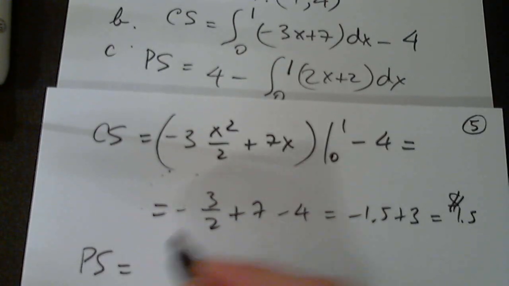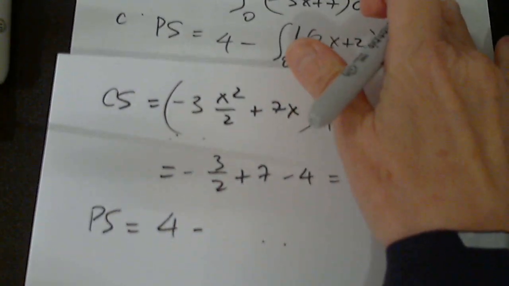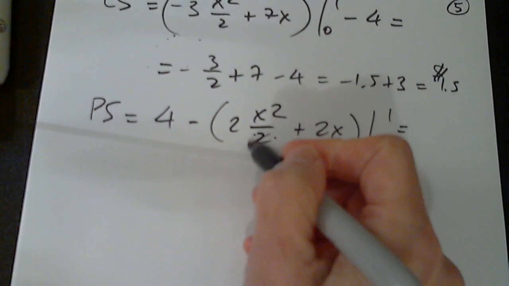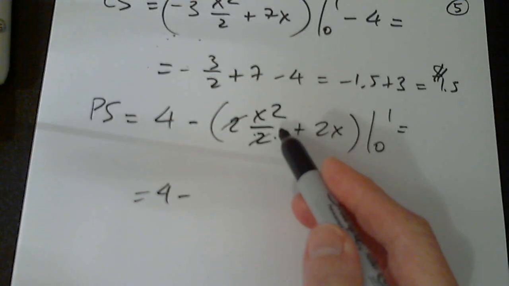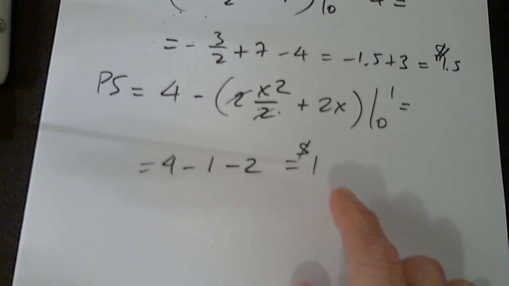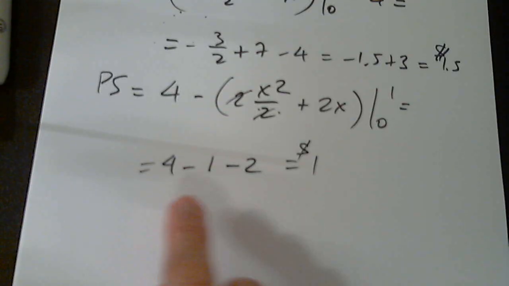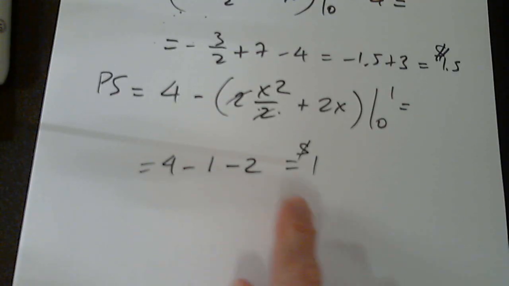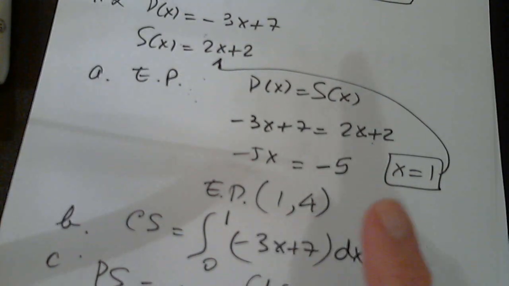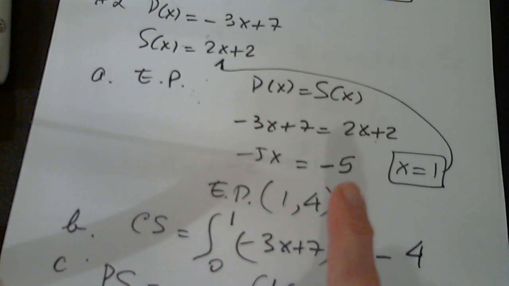Now the producer surplus, same thing: 4 minus the integral of 2x squared over 2 plus 2x from 0 to 1. When I plug in 1, I get minus 1 and minus 2. When I plug in 0, I get nothing. So this is $1. They are charging us 4, but they should have charged us 3, because this is their surplus. This is the little extra they get because we buy 1 unit at the price of $4 per unit.